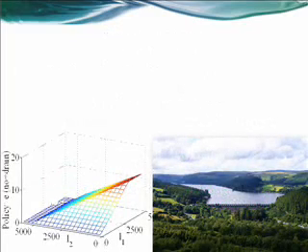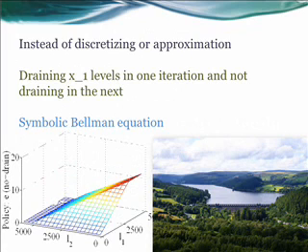For example, in the water reservoir problem, instead of discretizing or approximating, we define two levels of a multi-reservoir problem with any value between 0 and 5,000. So 0 is the minimum value, and 5,000 is defined by the fact that the reservoir is full. Now our policy would be to drain a specific amount of water in one iteration, not drain in the other. So this is the optimal policy, so that we can produce the maximum energy. And this can be done using symbolic Bellman equations.